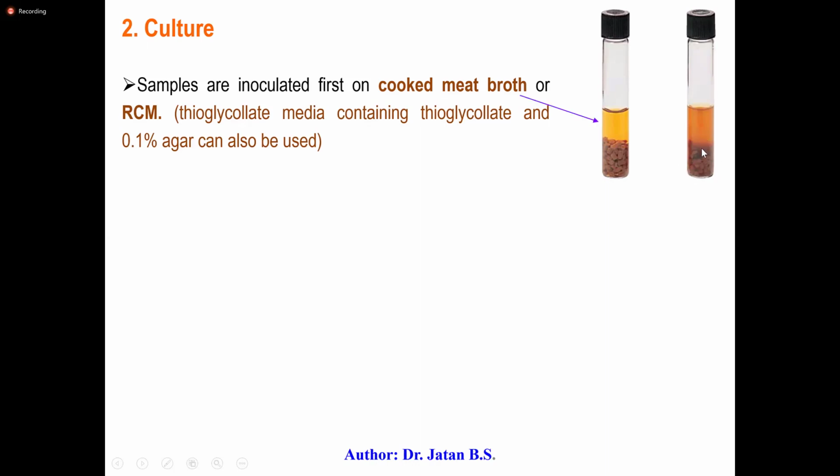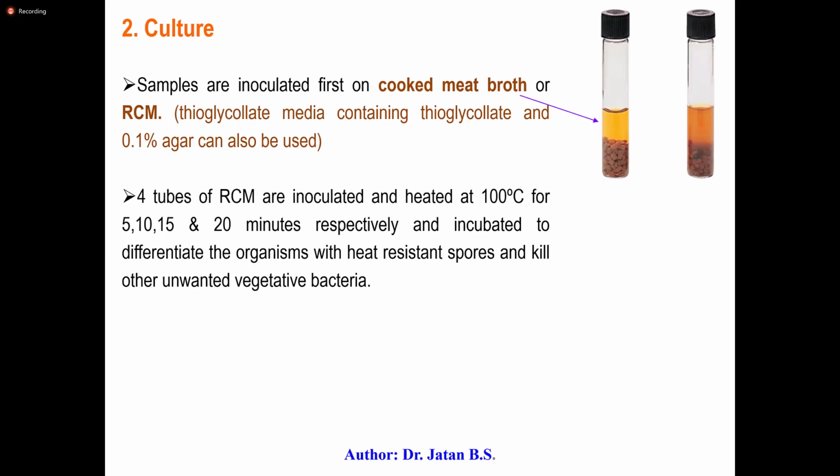Now, for RCM, you must take 4 tubes. Do not depend only on one tube. Take at least 4 tubes, inoculate the sample, and heat different tubes at different temperatures. So 100 degrees Celsius for 5 minutes, 10 minutes, 15 minutes, 20 minutes. Now, why are we heating for different times? The aerobic bacteria which we do not want are going to die at 5 minutes, 10 minutes.